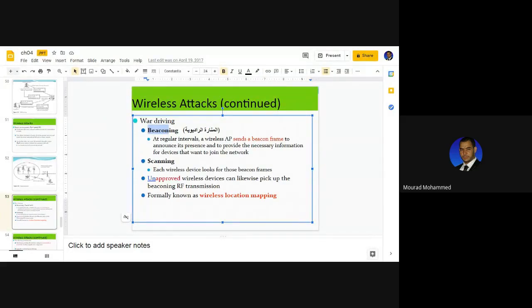Every 0.2 seconds, it has to send a frame distributed wirelessly saying, I'm available. Anyone wants to connect? I'm available. This frame identifies the device and the service, giving the name, security, the authentication mechanism, and so on. This beaconing means the sending of those frames at timed intervals. It helps the devices to recognize that there is a wireless network available.